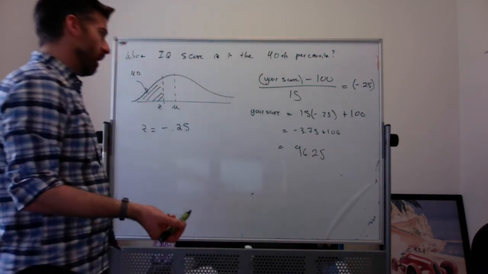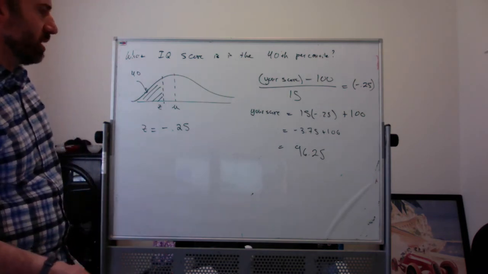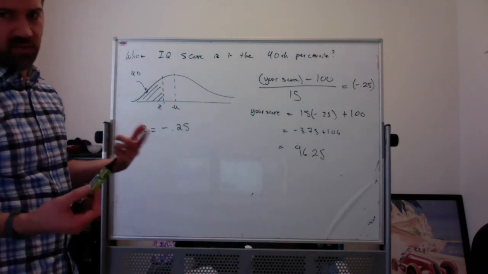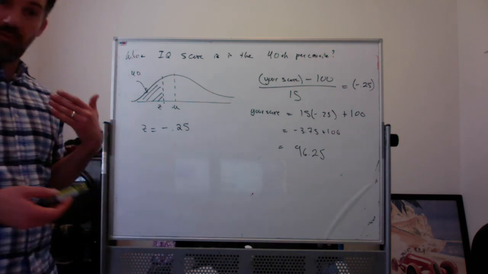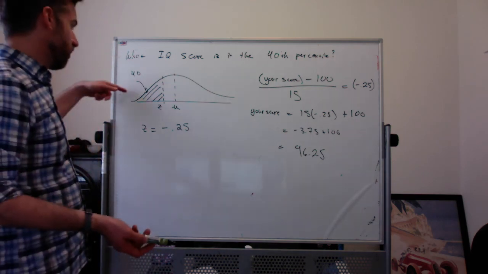So I would probably say an IQ of 96. You might have to round up, I'm not exactly sure. But an IQ of 96 would be in the 40th percentile because it's greater than 40% of the population's IQs.